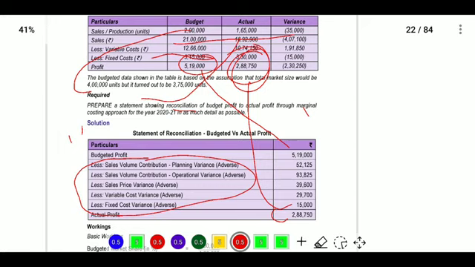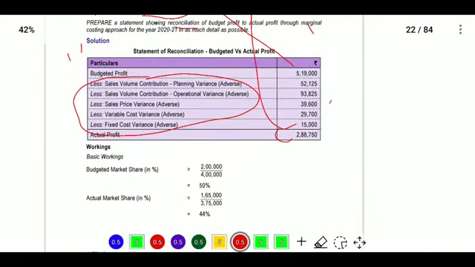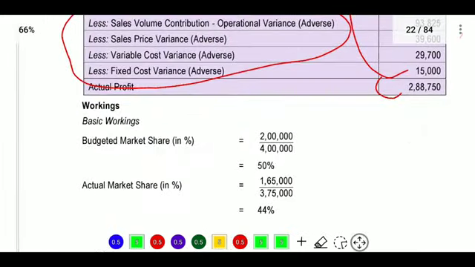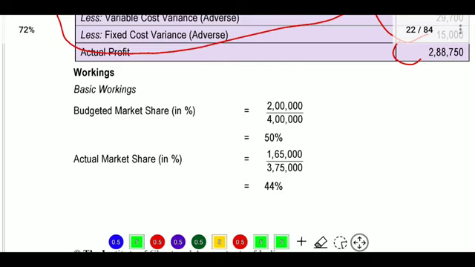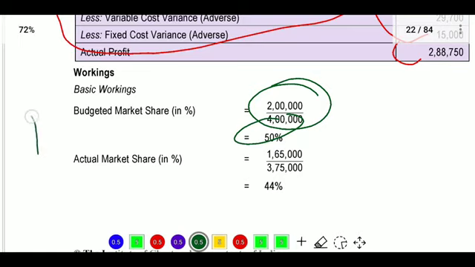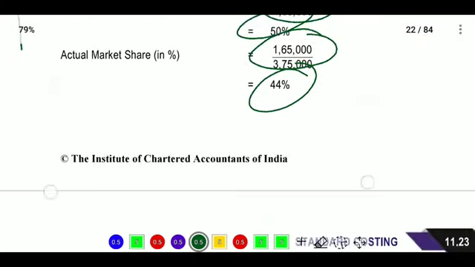Next, for fixed cost, we will calculate the fixed cost per unit based on the cost. Firstly, we have the budgeted market share. How do we get it? 2 lakh divided by 4 lakhs. We got 50%. Next, the actual market share is 1,65,000 divided by 3,75,000, that is 44%. This also we have calculated.